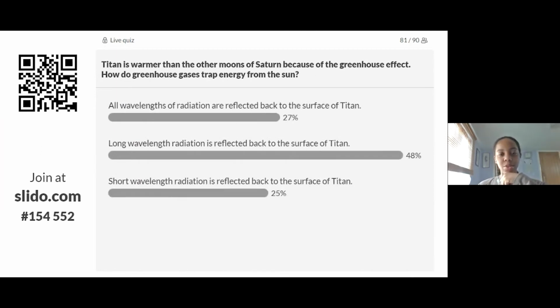Let's see what you guys have said. Ooh, a bit of a split. So the majority of us, though, voted for long wavelength radiation. Are you correct? You are. Well done. It's 48% of you that got that correct. All right. So remember, guys, when we are talking about the greenhouse effect, just as an aside, this is essentially the Earth trying to trap energy from the sun so that it can regulate its own temperature. And we do this by the gases in our atmosphere. If we didn't have those gases in our atmosphere, Earth would be a very, very cold place, okay?